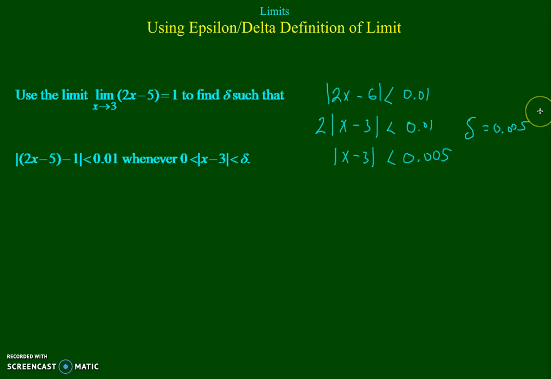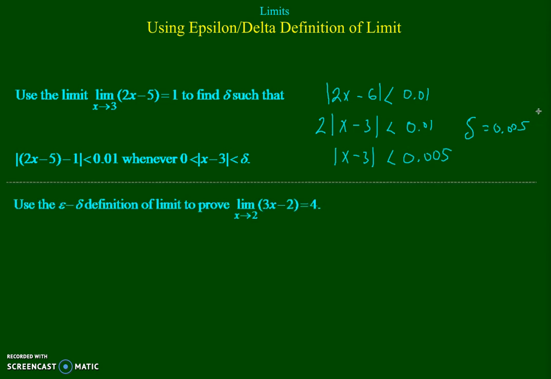Alright, let's work one more problem. In this problem, we want to use the epsilon delta definition of a limit to prove that the limit as x approaches 2 of 3x minus 2 equals 4. Let's go ahead and start with the definition of the limit.